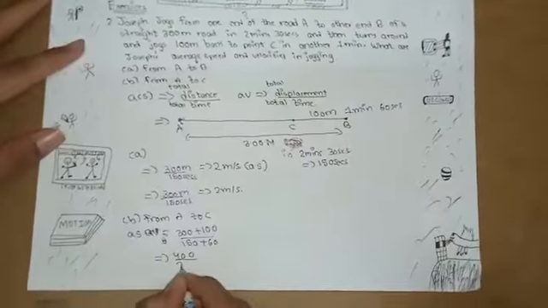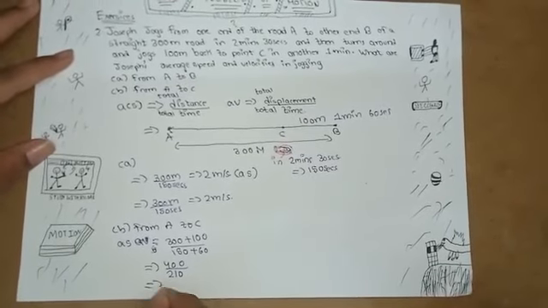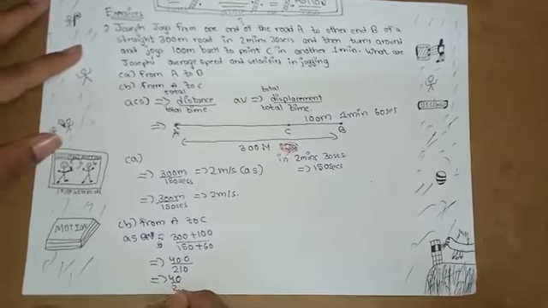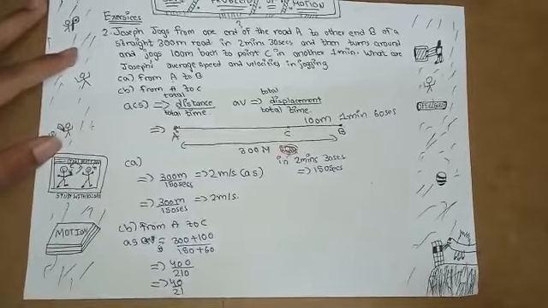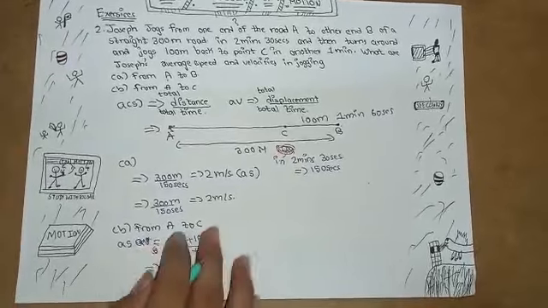So it is 400 by 210, which is 40 by 21. You can also keep it in decimals, but you can also leave it like that.